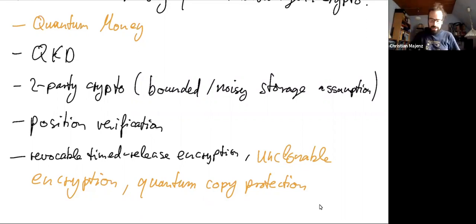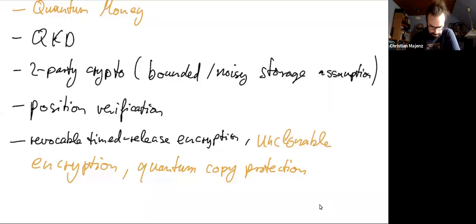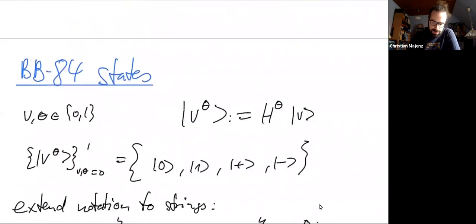And then there's other primitives like unclonable encryption, and finally quantum copy protection. I marked quantum money, unclonable encryption, and quantum copy protection because they are the ones that most obviously rely on the no-cloning theorem, and therefore on the uncopyability of quantum information. But the reason why I wanted to show you this list is that all of these quantum cryptographic protocols rely on the no-cloning theorem.